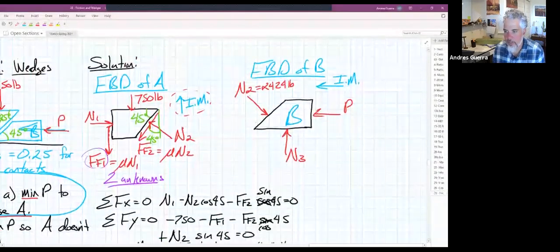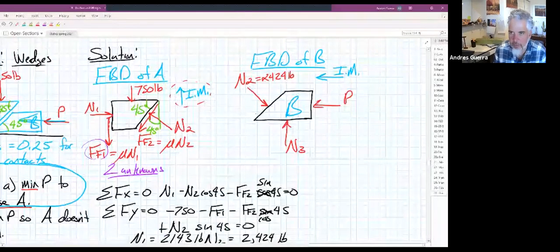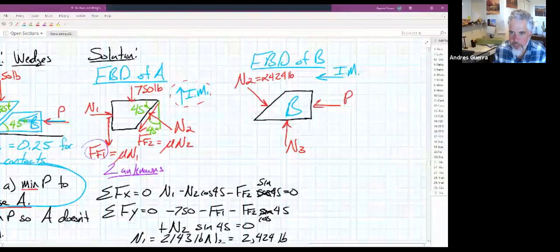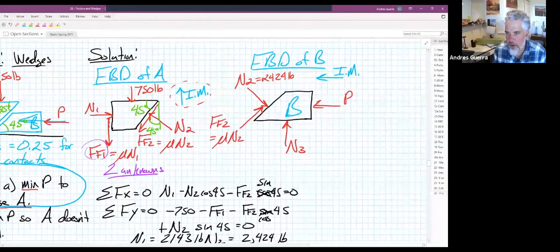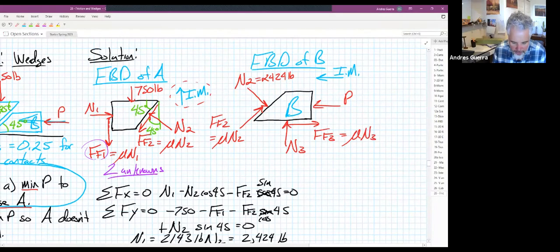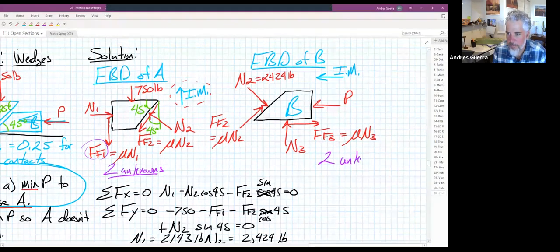And so then that tells us what direction our frictional forces need to go. This FF2 right here is going to go up and to the right, and it would be equal to mu times N2, which we already know. And then our FF3 right here is going to go opposing impending motion and be equal to mu times N3. Again, we have two unknowns. In this case, our two unknowns are N3 and P.